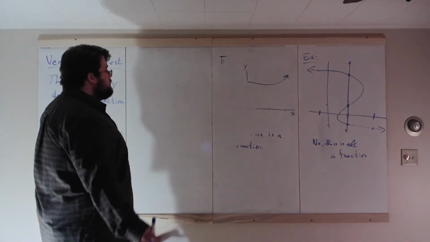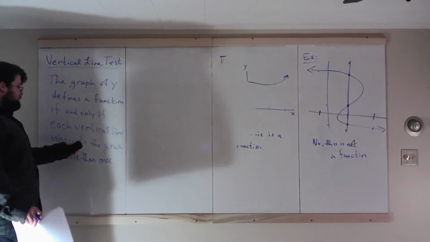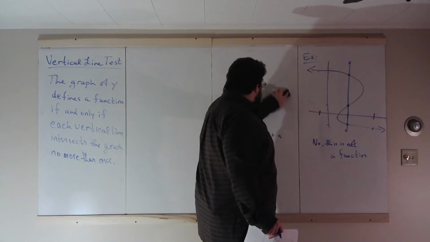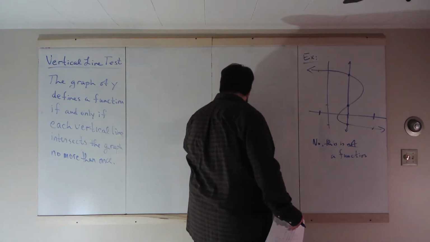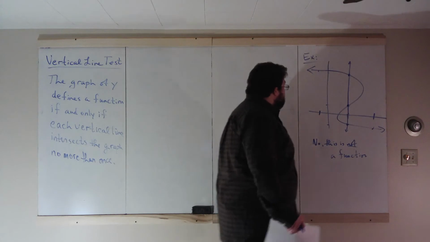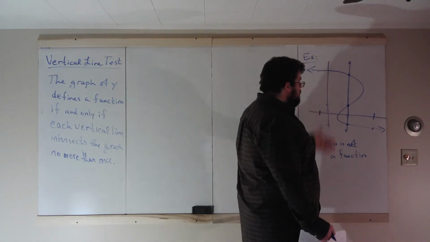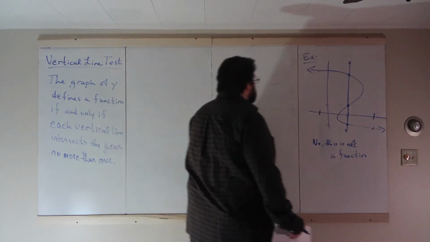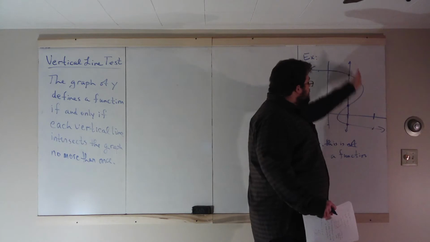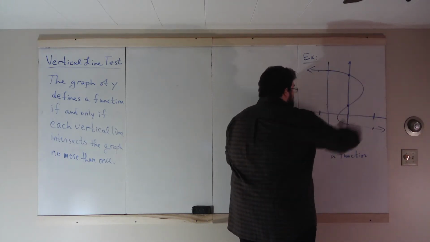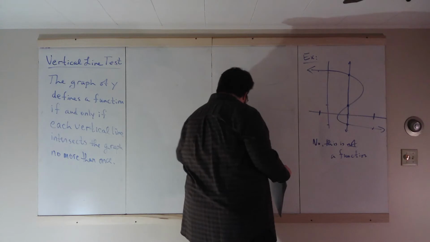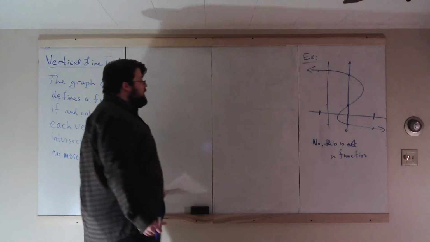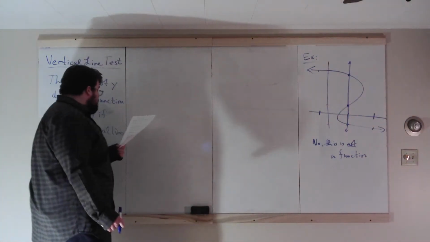Each vertical line intersects it exactly once. In particular, each vertical line intersects it no more than once. So that was a function. Over here, in this second example, a vertical line here intersects it exactly once. Well, that's okay. That doesn't really tell us much. We need each vertical line to intersect no more than once. And you can see there are vertical lines in this middle piece of the graph that intersect the graph more than once, 2 or 3 times. So that is not a function, which you can conclude by the vertical line test.